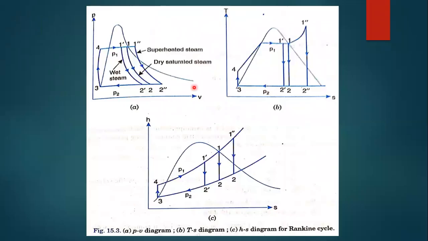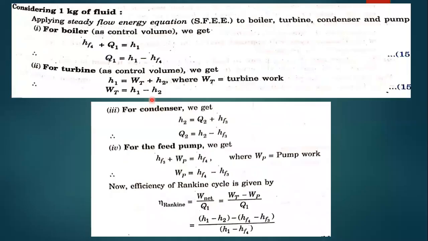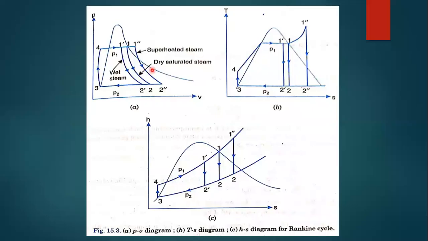We have already seen the PV, TS, and HS diagrams, and these are the PV, TS, and HS diagrams. After that, we have seen this comparing. That means we are going to consider 1 kg of fluid here, and apply the steady flow energy equation to the boiler, turbine, condenser, and pump.